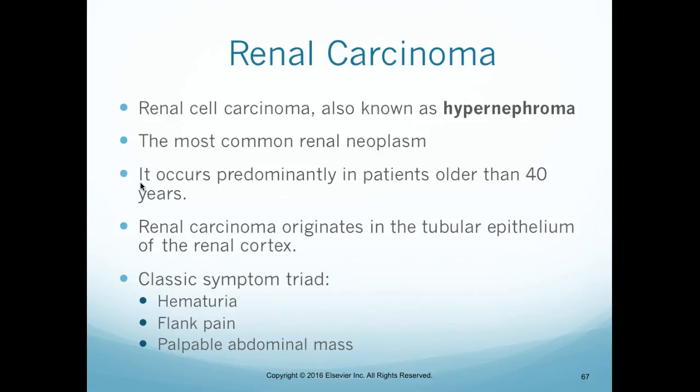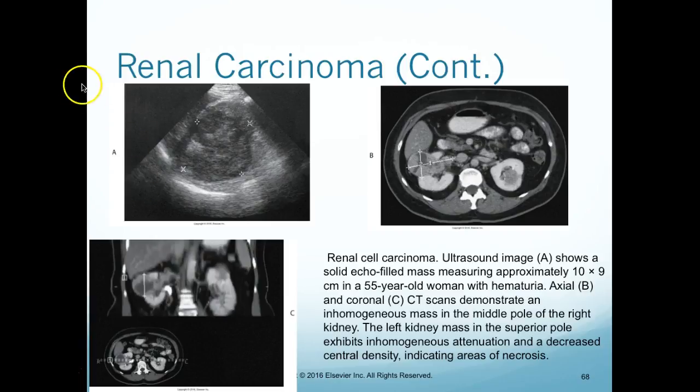Renal carcinoma originates in the tubular epithelium of the renal cortex, and the 3 things that we're looking for is hematuria, flank pain, and palpable abdominal mass. So here is a renal carcinoma on ultrasound. Here it is on CT. And here's the reformatted CT.